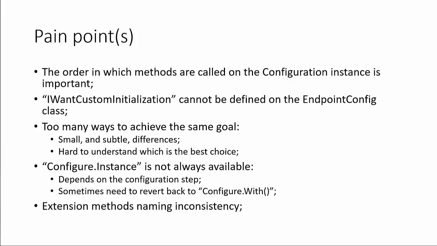The second one that should be called is the inversion of control configuration definition. So if we want to plug in our inversion of control container, we should do that as soon as we can. And if we want to simply tell NServiceBus to use its own built-in one, we should call the DefaultBuilder method on the Fluent API as soon as we can.